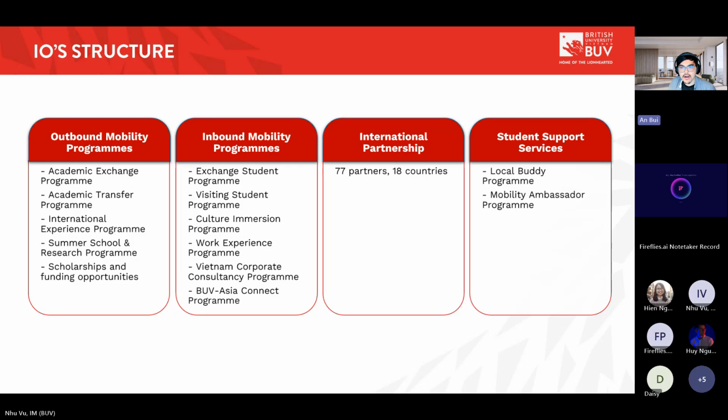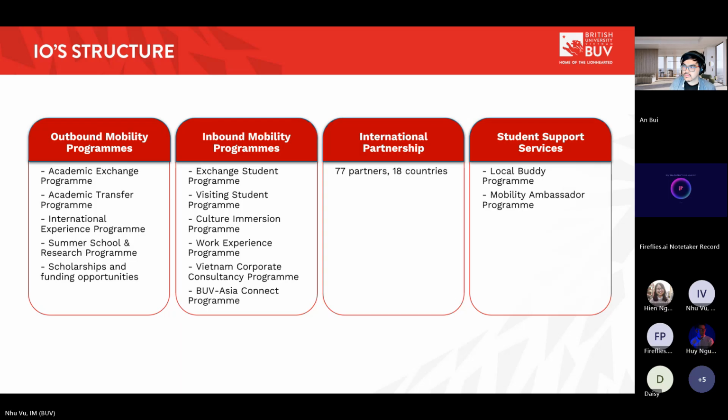So I have some questions, so I think we can go over them one by one. In the outbound mobility program, you mentioned scholarship and funding opportunity. Is that for international student recruitment, like people coming to study an undergraduate program at BUV internationally, or is it for those programs listed above it, like academic exchange program, academic transfer program? The latter. It's outbound, right? Outbound. So this is for BUV students going abroad, and these are scholarships to support their exchange or transfer. In the UK, there's the Chevening scholarship, but you said it's more partner related.